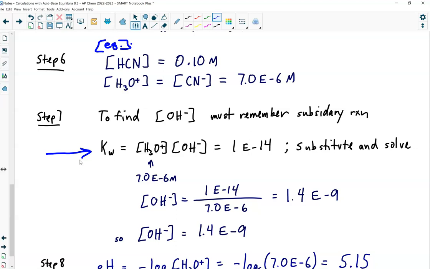And this Kw equation, the equilibrium expression for the subsidiary reaction, can allow you to calculate the new OH concentration. That's kind of cool. So the concentrations of all the species: HCN, 0.10 molar; H3O and CN minus, 7.0 times 10 to the negative 6; and the concentration of hydroxide will go down to 1.4 times 10 to the negative 9.